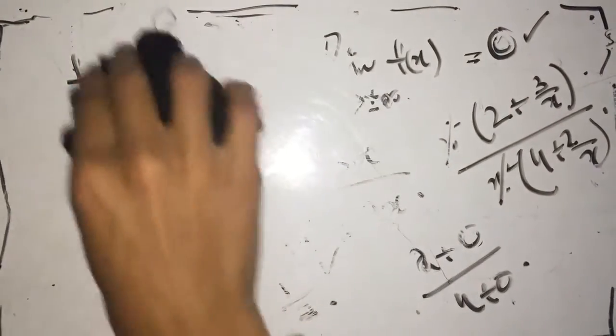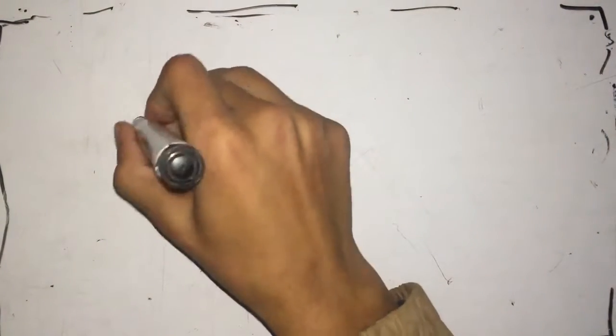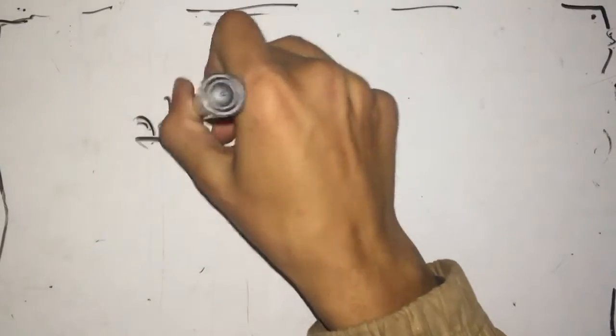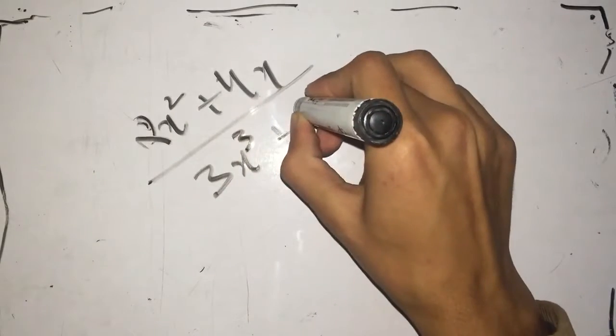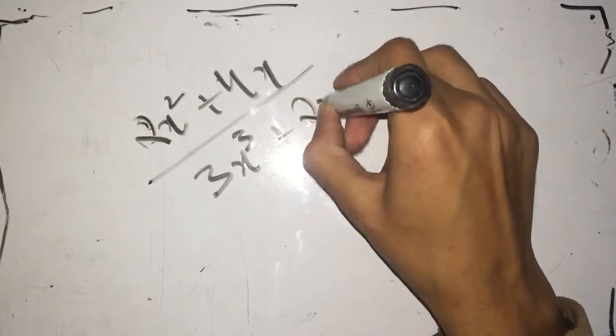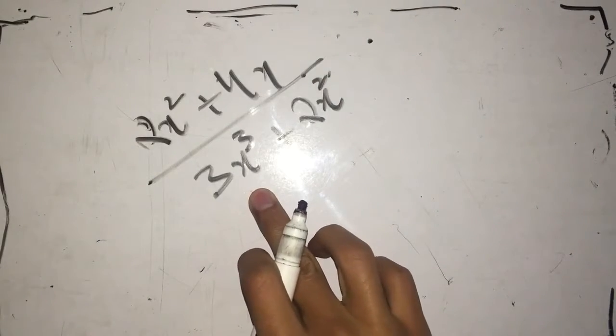Now there's another case. In this type of function, a rational function, you have to rationalize the function by taking common the highest power of x from the denominator. But what if the power of the denominator is larger? For example, (2x squared plus 4x) divided by (3x cubed plus 2x squared). The highest power of the denominator is larger than the numerator.